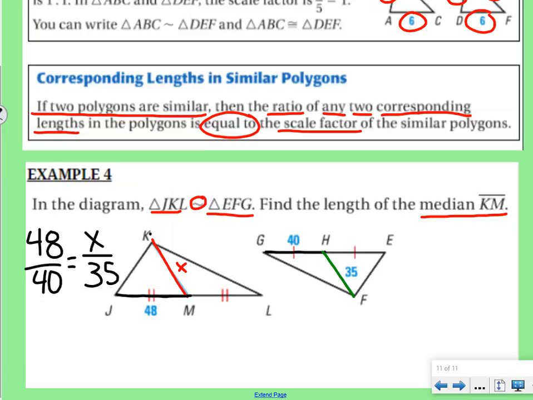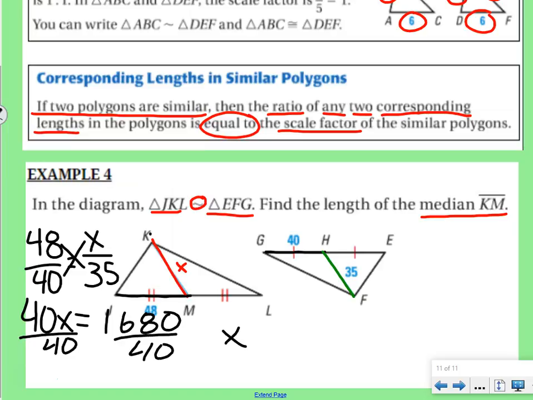We can solve this using cross multiplication. We get 40x equals 48 times 35, which is 1,680. Divide both sides by 40 to get x by itself, and we get x equals 42.